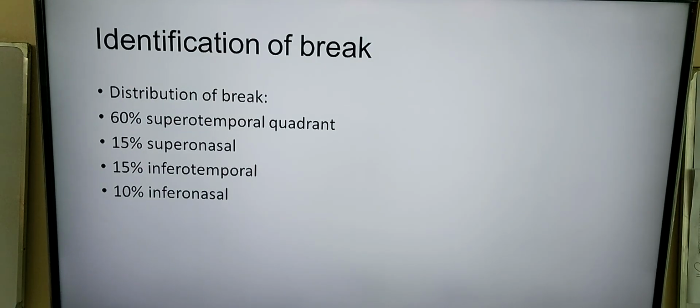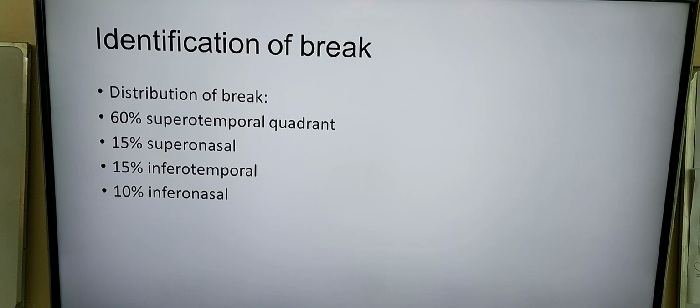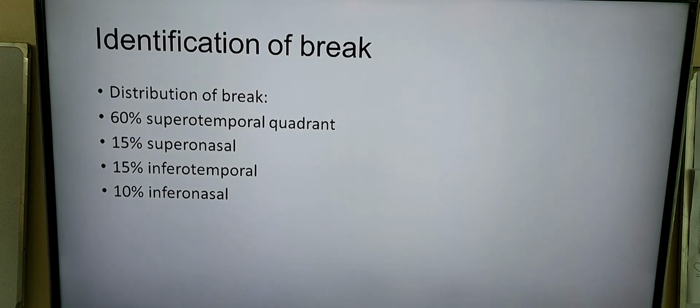Identification of the break. The distribution of the break. The break is very common in the supratemporal quadrant. 60% of the breaks occur in the supratemporal quadrant, 15% occur in the supranasal, 15% in infratemporal, and 10% in infranasal. So always look at the supratemporal quadrant when viewing a patient who is suspected for retinal break or retinal detachment.